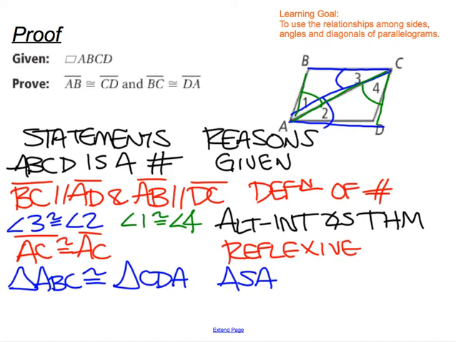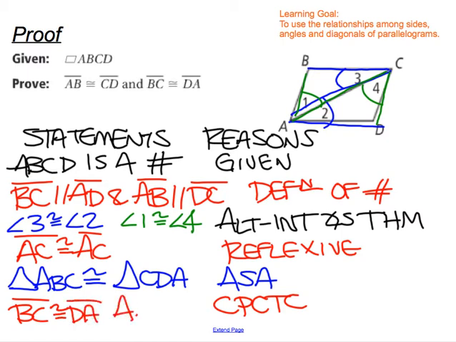Now that we have triangles that are congruent, we can use CPCTC, or corresponding parts of congruent triangles are congruent, to show that segment BC is congruent to segment DA, and segment AB is congruent to segment CD.